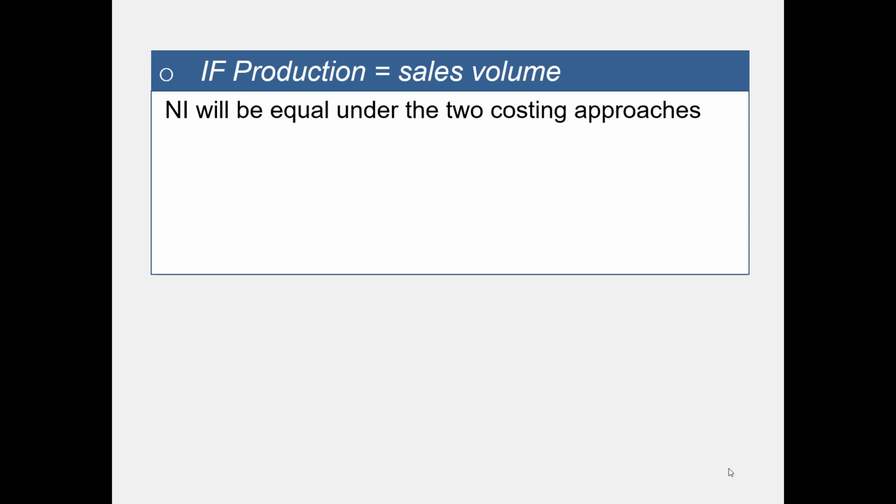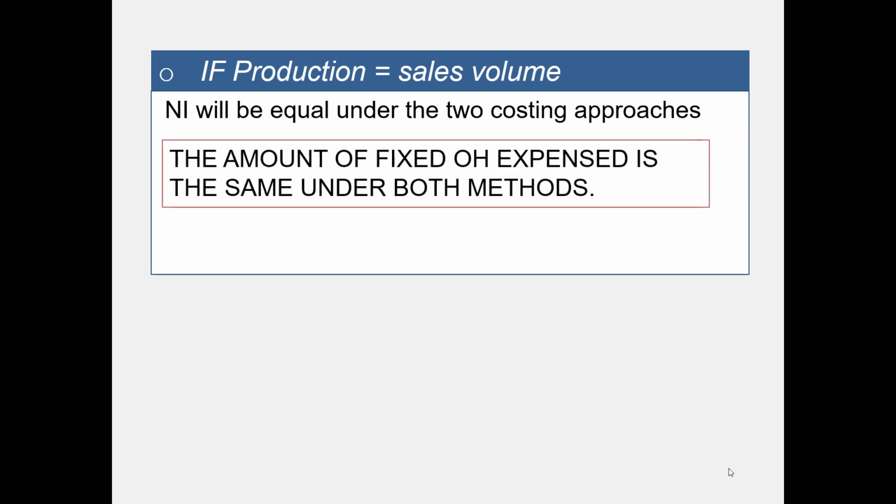If production is equal to sales volume, then income will be equal under the two approaches. There will be no difference in income. And that's because the amount of fixed overhead expensed on the income statement will be the same under both methods.